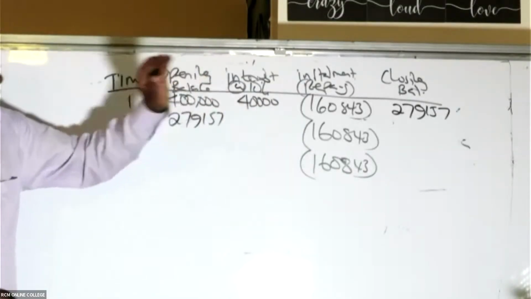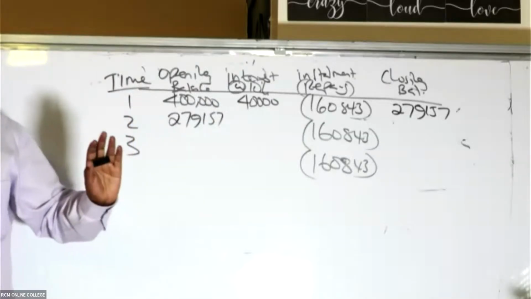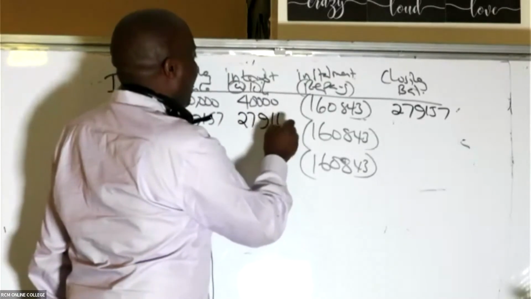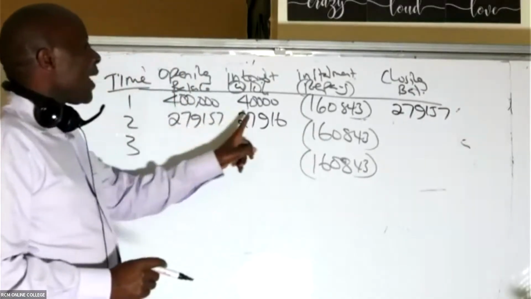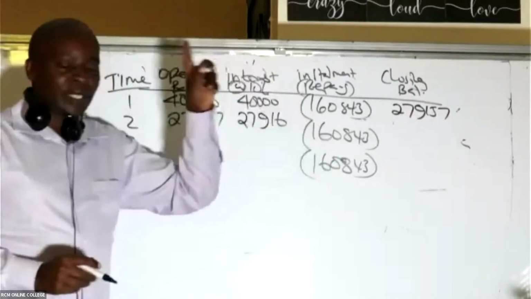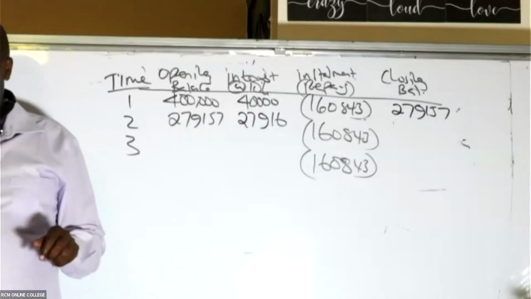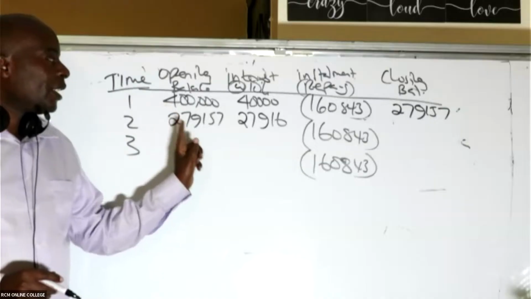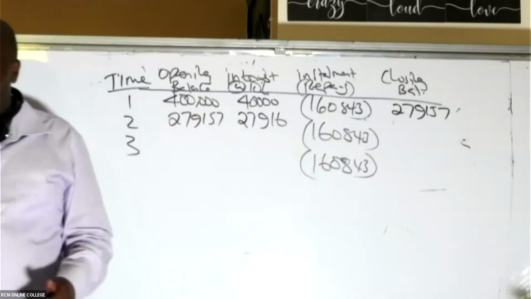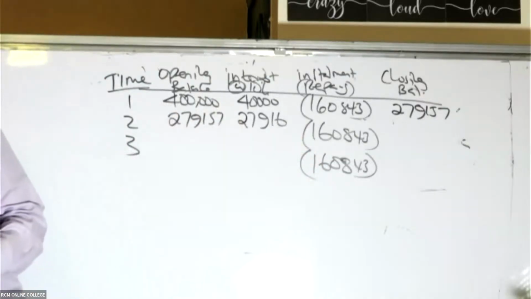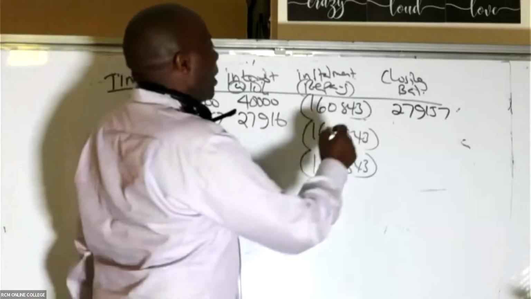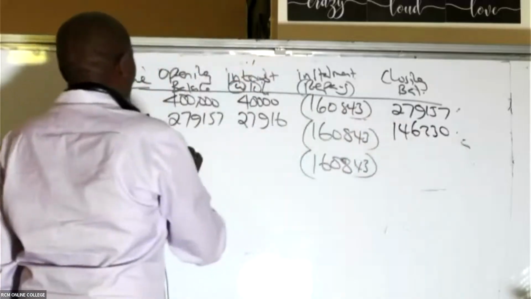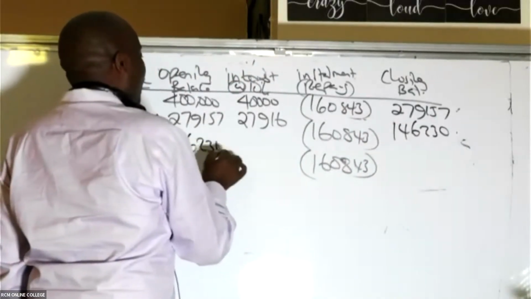10% of it. Just give me a whole number. Hilda has given me 27,916. So take this plus this minus this. Abracadabra. So we have here the closing balance for year number 2. We are taking this plus this minus that. What figure are we getting here? Somebody says 146,230. 146,230.